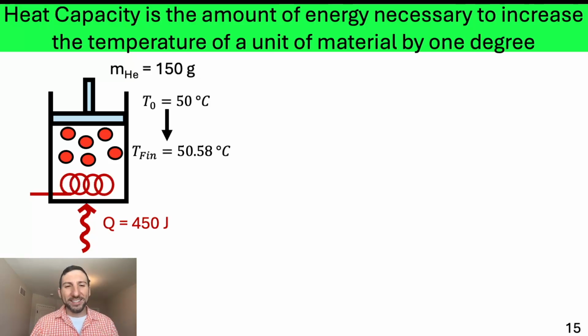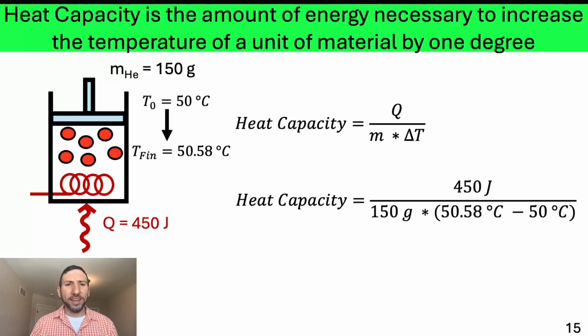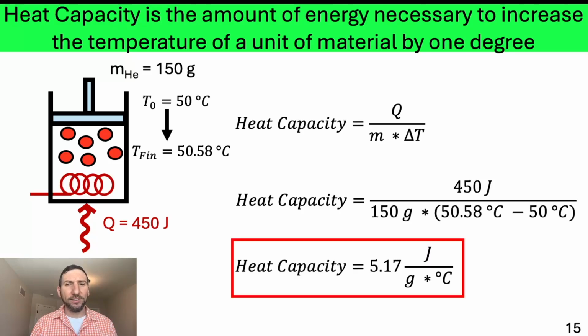So let's go back and keep calculating our heat capacity. Again, it's our heat going in divided by mass times change in temperature. So we substitute everything in, and we get a final heat capacity of 5.17 joules per gram times degrees Celsius. But wait, we just calculated before with the rigid container, and it was 3.09 joules per gram times degrees Celsius. Which one's right? Something doesn't make sense. We've got two different heat capacities. They both can't be right, can they?